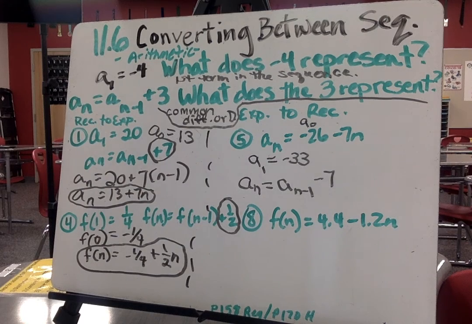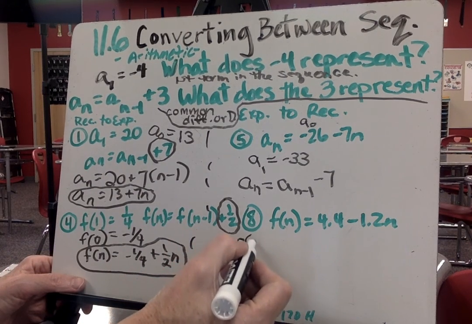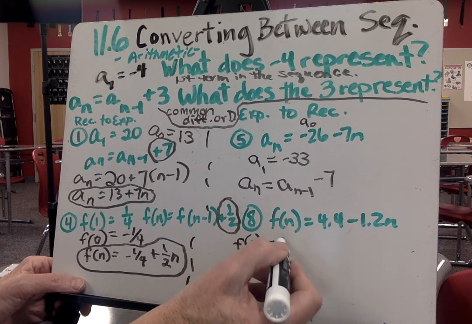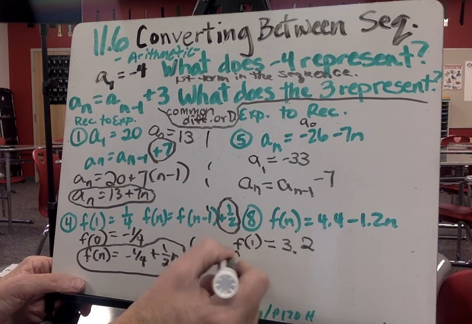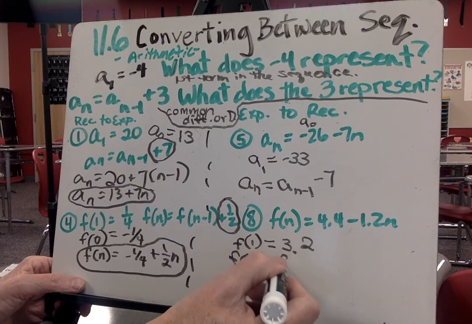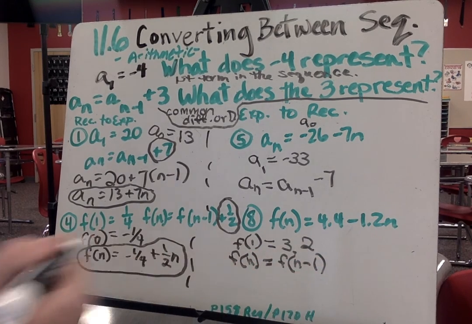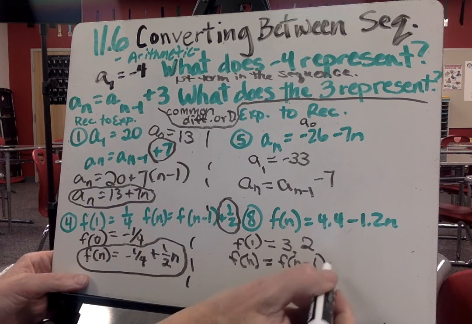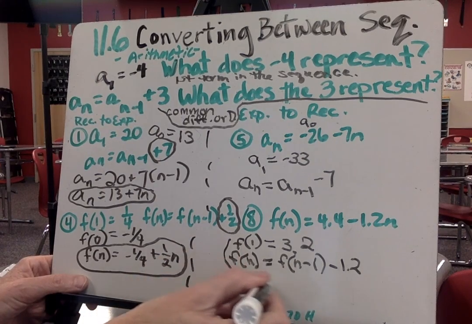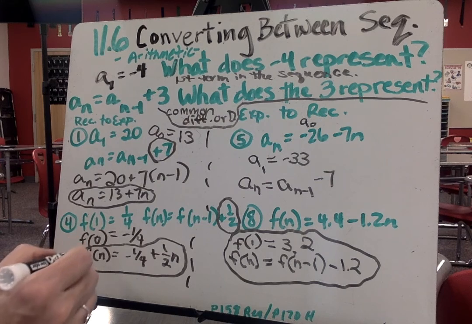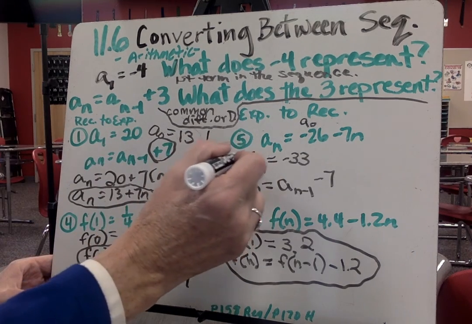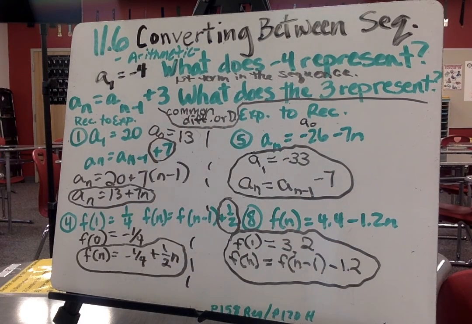Okay, so now we're going to do one in function notation. Again, this is the explicit form. And we're going to first find f of 1. Okay, this right here is f of 0. So we have to subtract 1.2 from that. So f of 1 equals 3.2. So our formula f of n equals f of n minus 1 minus 1.2. So you need both parts here for the recursive formula. Okay, now we're going to do a couple more problems.